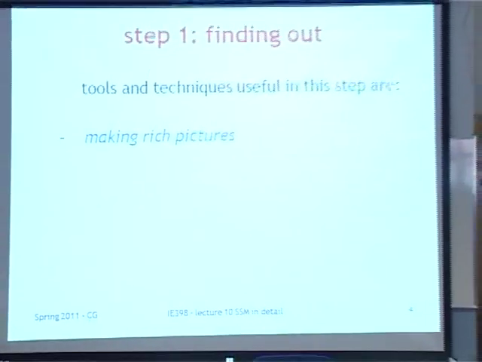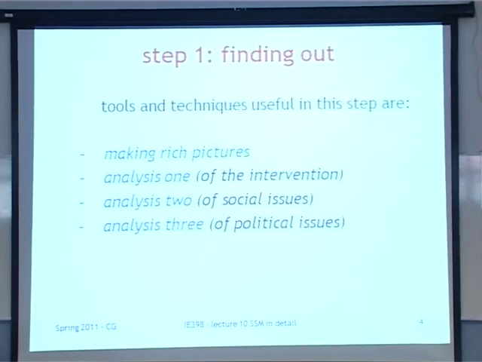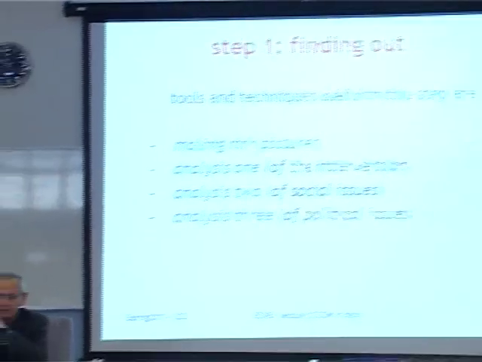So step number 1 is the finding out step. The tools and techniques useful in this step are making rich pictures, as we have already said. We're not going to spend any time on rich pictures. This is something we are all familiar with by now. And then there are 3 types of analysis, called analysis 1, analysis 2, analysis 3. It's useful to remember these analyses. Analysis 1 is about the intervention itself. Analysis 2 is the analysis of social issues, and 3, that of political issues.